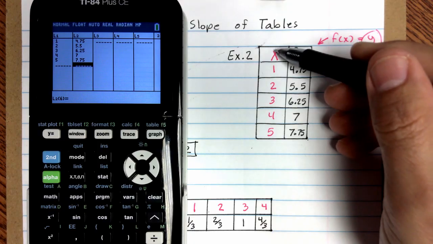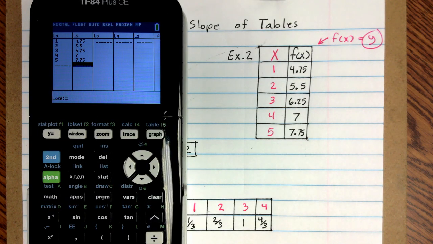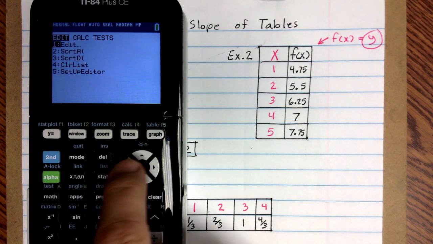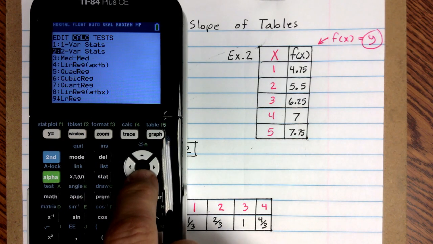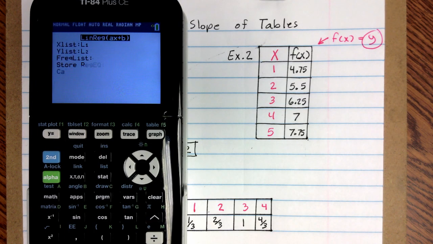Do notice, right, that the X is on the left side and the Y is on the right side, because that's how all vertical tables are. Now I'm going to go ahead and hit stat again, click to the right to go to calc, go down to option 4 for linreg ax plus b, and I'll hit enter until it pops up.